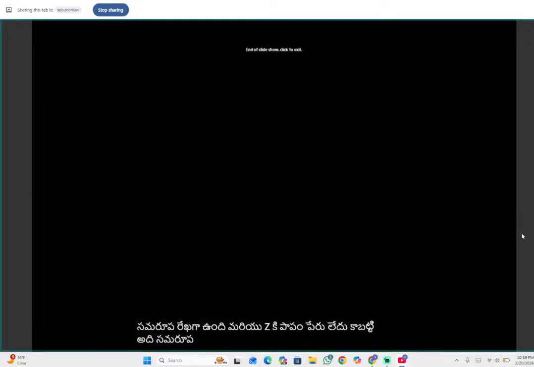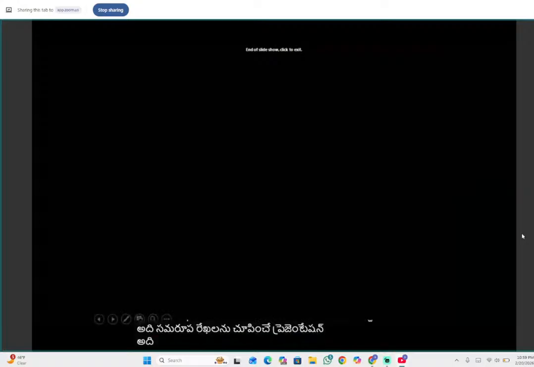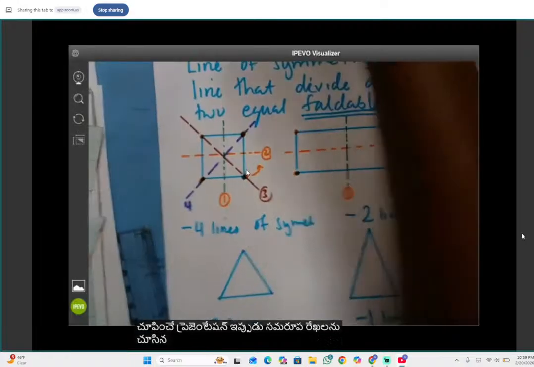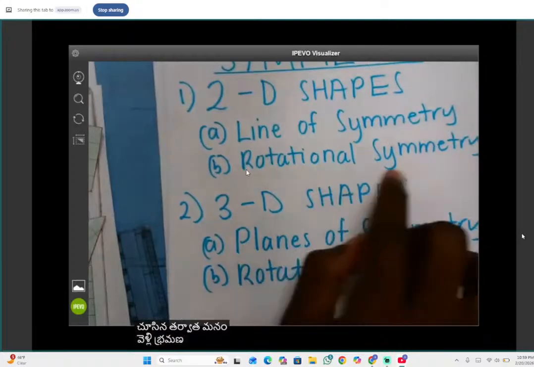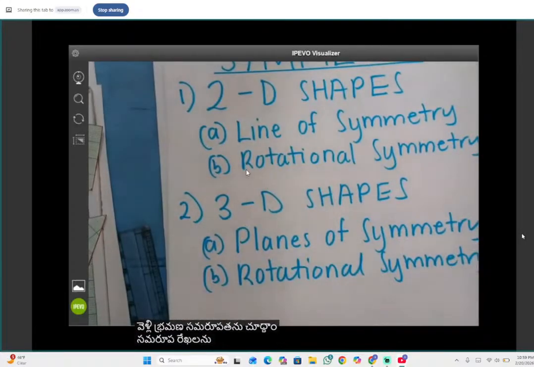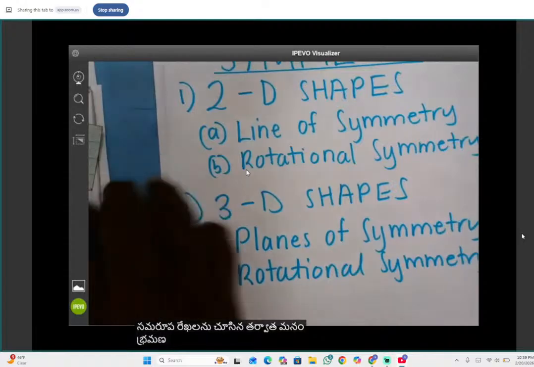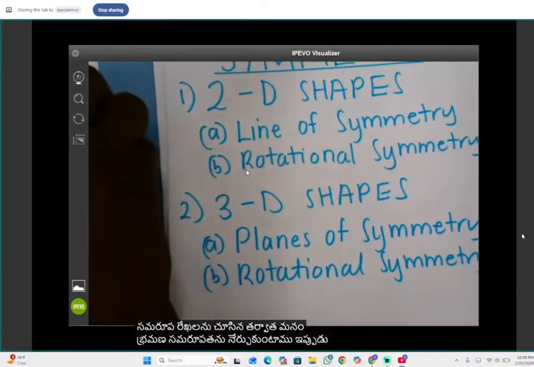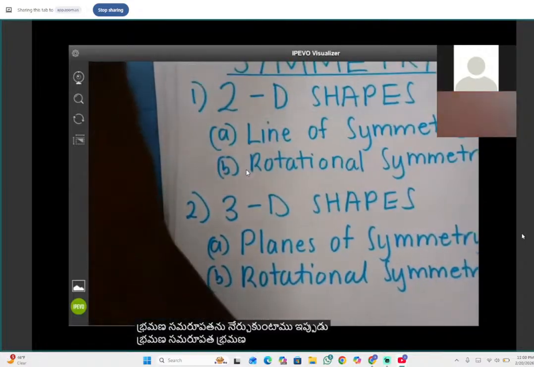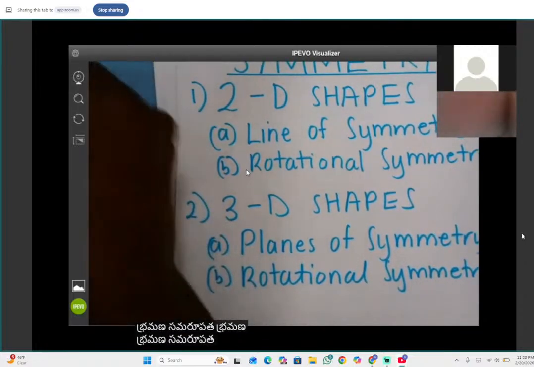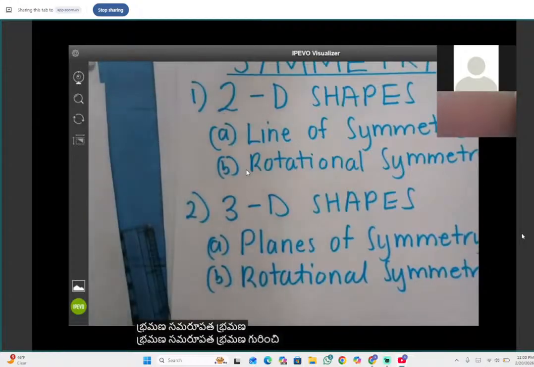So that is a presentation which shows lines of symmetry. Now, after looking at lines of symmetry, we said we shall go and look at rotational symmetry. Rotational symmetry is about rotating.